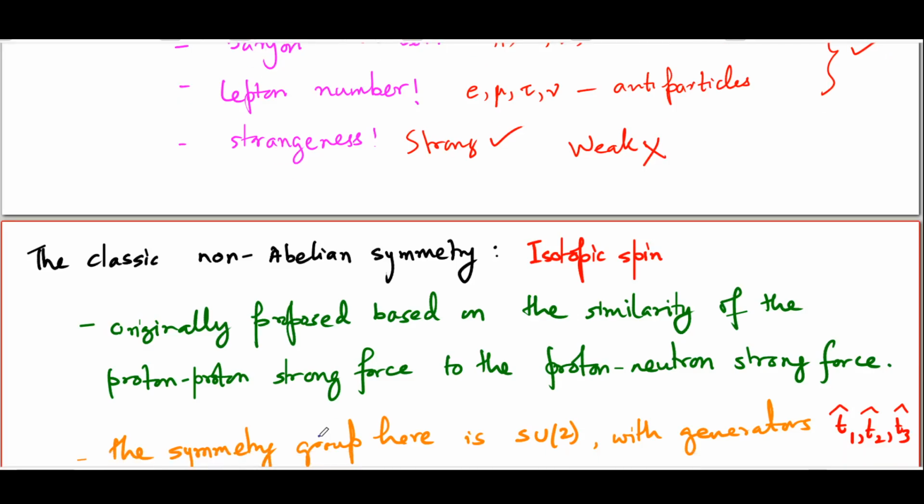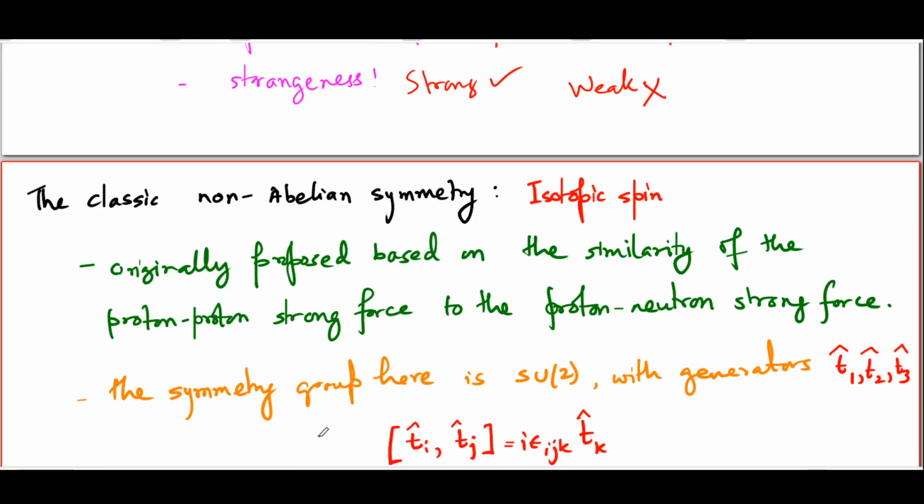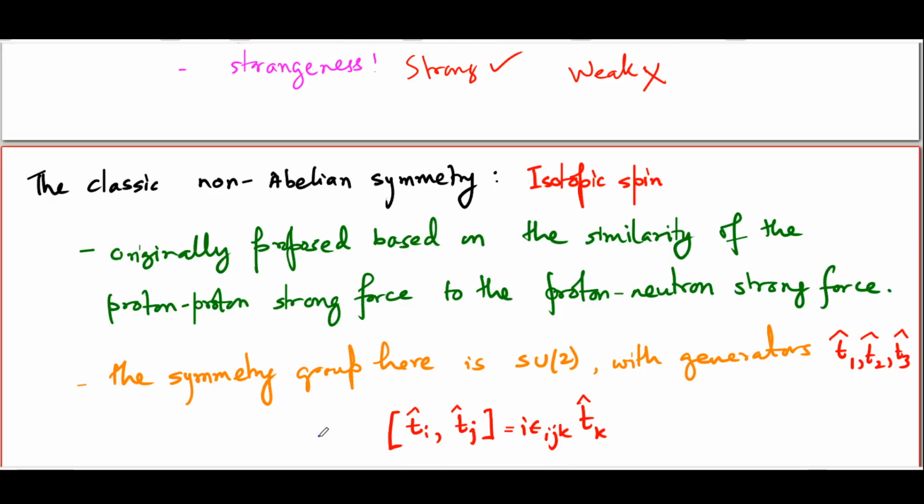This is the group SU(2) with generators T1, T2, T3, which satisfy a very familiar commutation relation. The commutator between Ti and Tj is i times epsilon ijk Tk. That is, T1, T2's commutator is i T3, and so on. This of course is exactly identical to the familiar commutation relation that we have for angular momentum operators, and there's a very big reason for that.